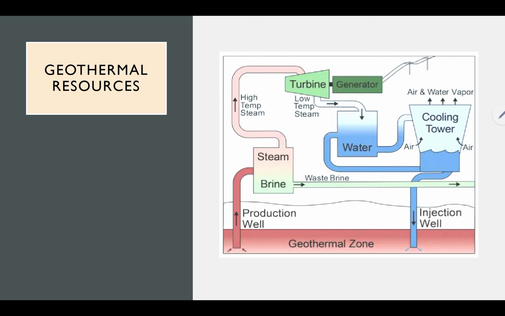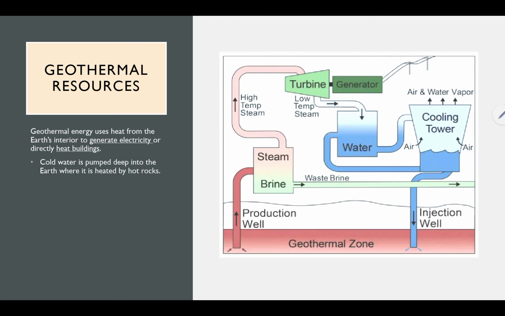Next example is geothermal resources. Geothermal resources is very, very easy. They use heat from the Earth's interior to generate electricity or directly heat buildings. First, the cold water is pumped deep into Earth, where it's heated by hot rocks. So the water goes through the injection well, gets heated in the geothermal zone, so underground heat, to be released as steam through the production well.